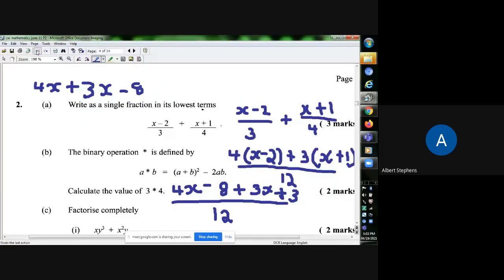I must mention that we have algebraic fractions, and we have also algebraic equations. So for example, sometimes they put equal to one number. The working out for algebraic equations is slightly different.